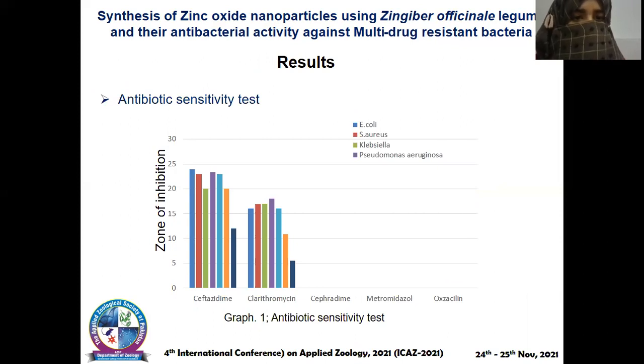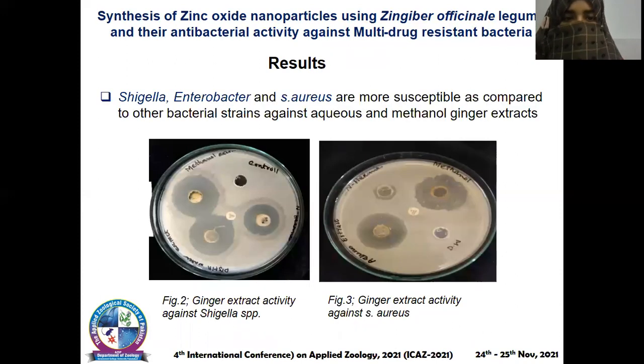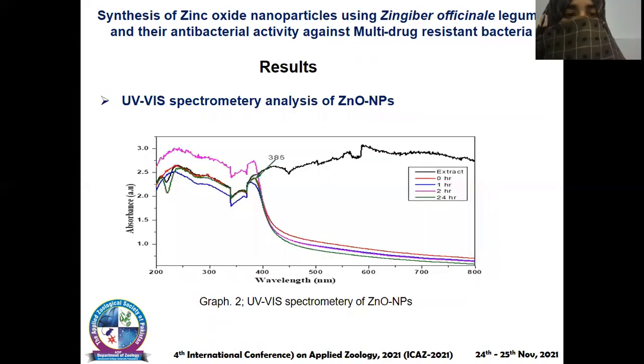We discuss the antibiotic sensitivity test. The antibiotic sensitivity test of all isolates was tested against different antibiotics like ceftazidime, clarithromycin, cephradine, metronidazole, and amoxicillin. In this, the results show that bacterial strains like Shigella, Enterobacter, Pseudomonas, Proteus, E. coli, Klebsiella were completely resistant against amoxicillin, metronidazole, and cephradine. In the next slide, Shigella, Enterobacter, and Staphylococcus are more susceptible as compared to other bacterial strains against aqueous and methanolic extract.